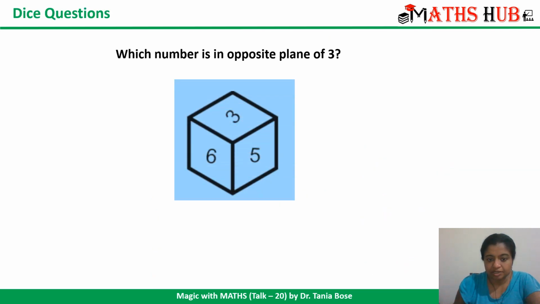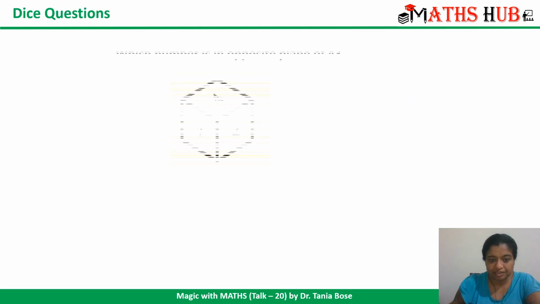The next question is, which number is opposite to 3? It's the same dice. So what should you add to 3 so that you get 7? It is the number 4, so your answer is 4. Again, you need to check whether it is a standard dice or not. Just add any two of the faces which are given to you. You can easily check that the sum is not equal to 7, right? Okay, let's move on to the next question.